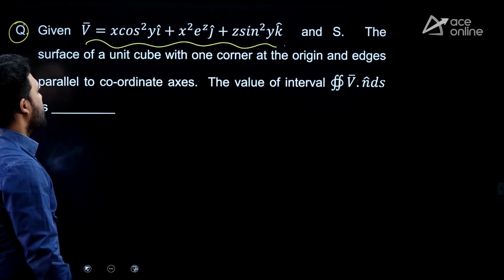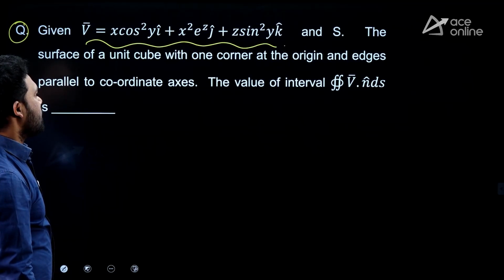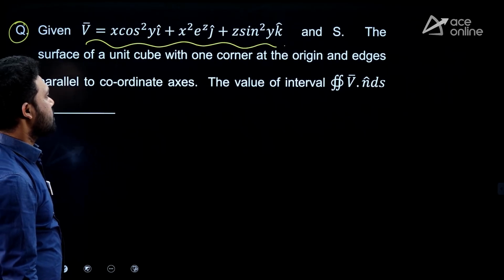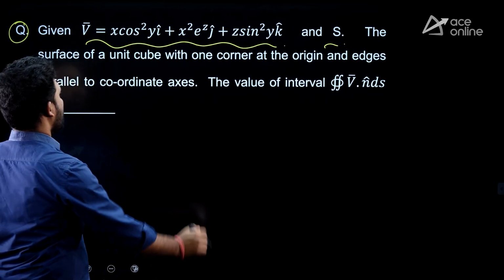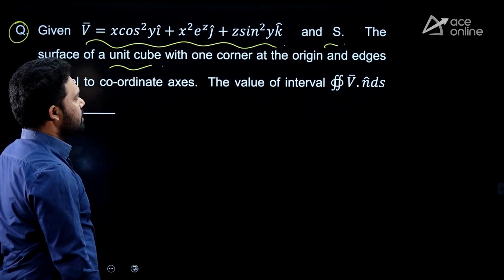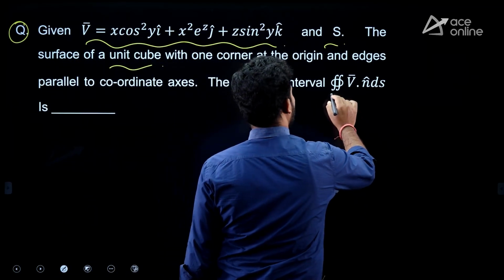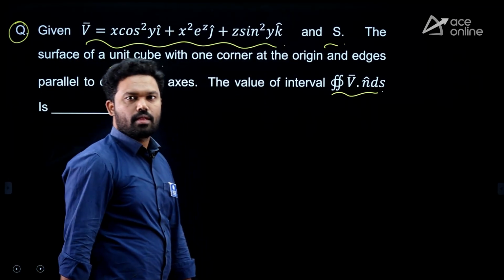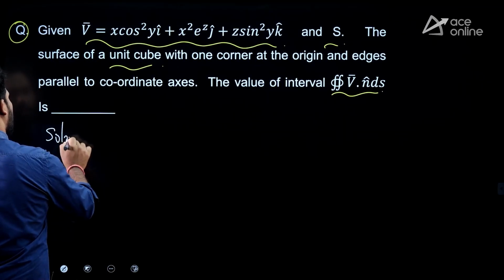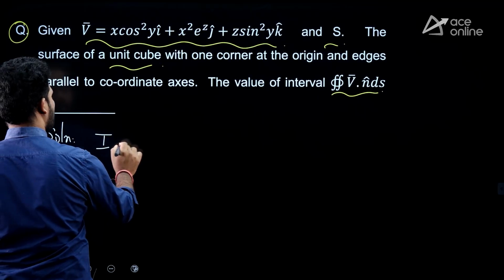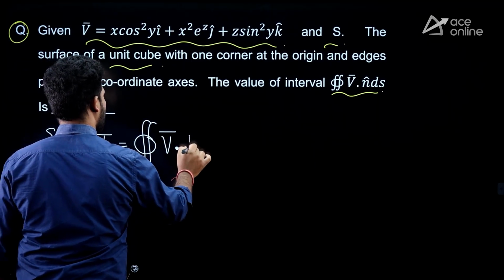Given V is equal to x cos square y x i cap plus x square e to the power of z y cap plus z sin square y z cap, and S, the surface of the unit cube with one corner at the origin and edges parallel to the coordinate axes. The value of the closed surface integral of V dot n ds is. Okay. So what is it asking us to do? It is asking us to find the integral of interest, the closed surface integral of V dot ds.